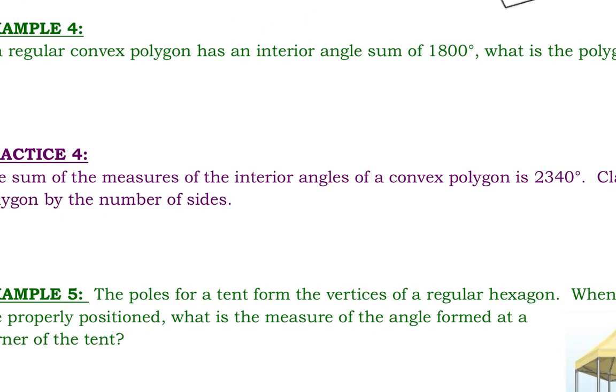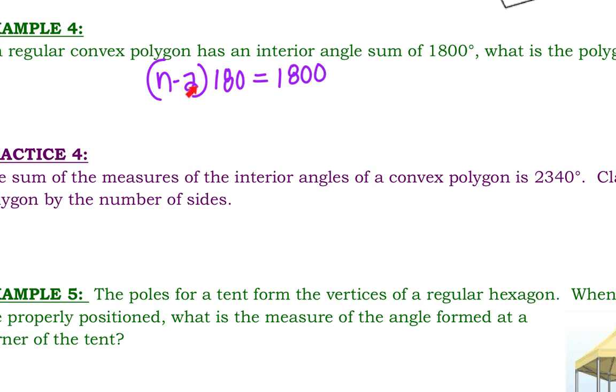Still looking at the formula, though. It says, if a regular convex polygon has an interior sum of 1,800, what is the polygon? So what are they giving you here? The sum. They're already giving you the total. So their question is, how many sides does it have? So we take our equation, and what do we do with it? If that's the total, where do I want to put it? On the other side, right? So this equals 1,800.